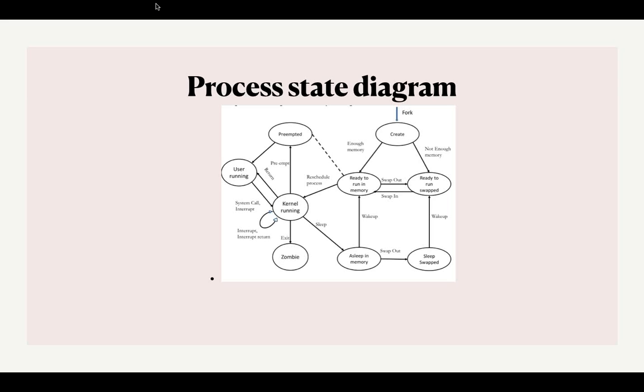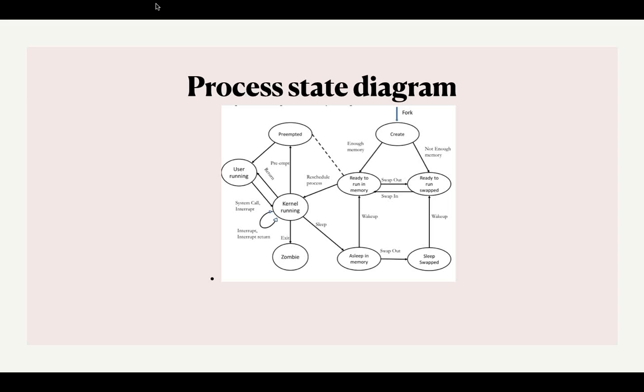We have user running and kernel running, two types of running. User running means whatever process is currently executing in the user mode, which is visible to the user. Kernel running means the process that is running inside your kernel. We have preempted. You have already learned the process that is running moves from the kernel to the user, and it keeps switching and schedules another process.